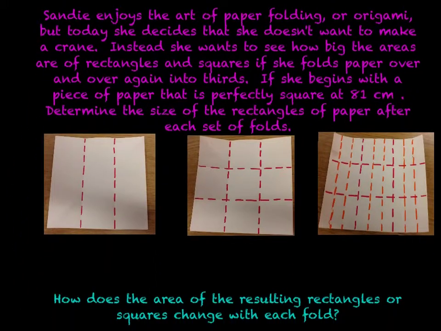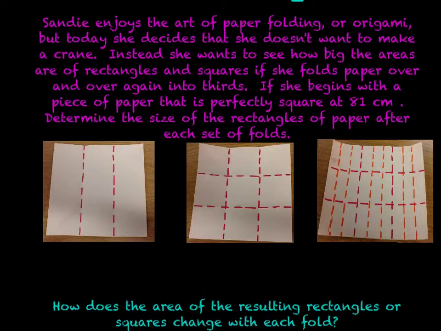Here is a nice little fake situation. Miss Sandy enjoys the art of paper folding, or origami, but today she decides that she doesn't want to make a crane. Instead, she wants to see how big the areas are of rectangles and squares if she folds the paper over and over again into thirds. If she begins with a piece of paper that is perfectly square at 81 centimeters squared, determine the size of rectangles of paper or squares after each set of folds.